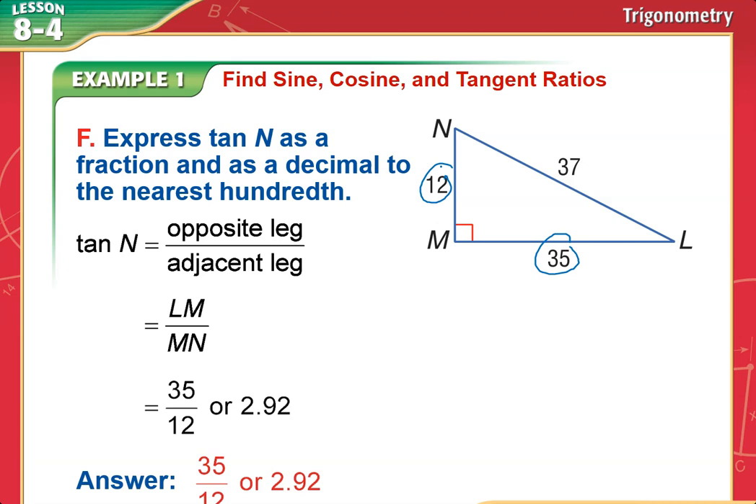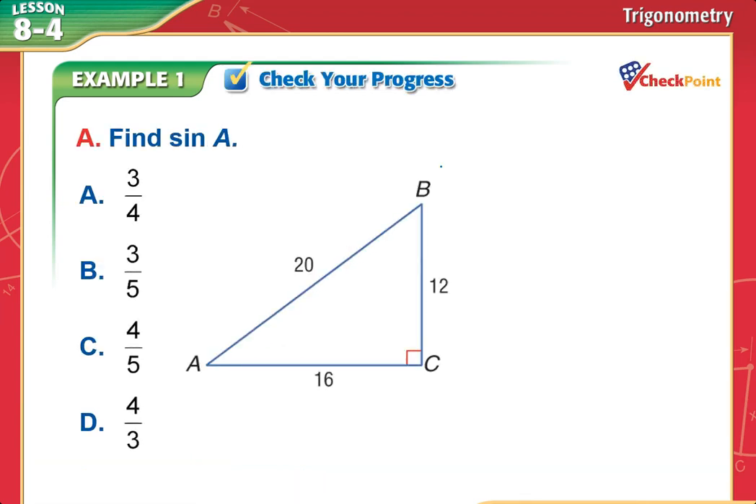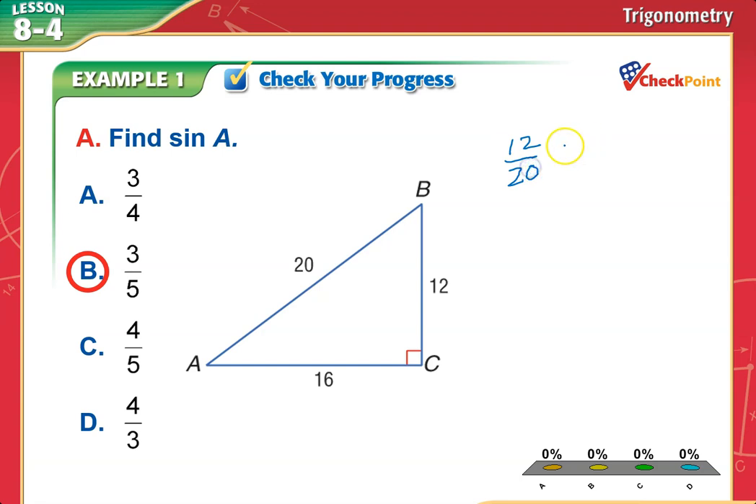Okay, check your progress. You're going to try to find the sine of angle A. Go ahead and pause your video. Good, if you said 3 over 5, you are correct. That's the same thing as saying 12 over 20, and we divided by 4 up top and divided by 4 on the bottom, get 3/5.